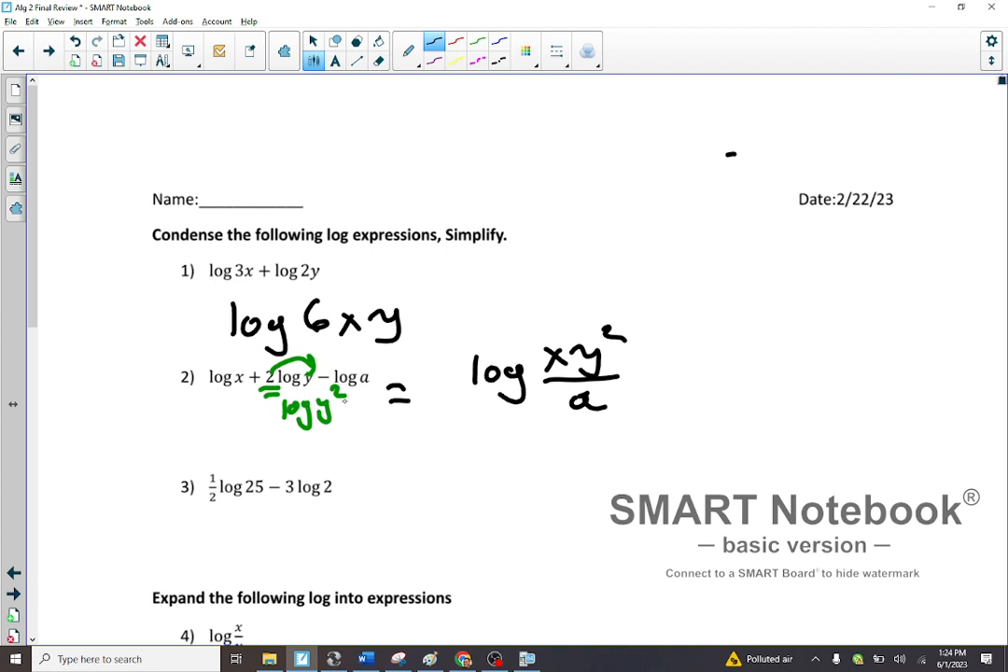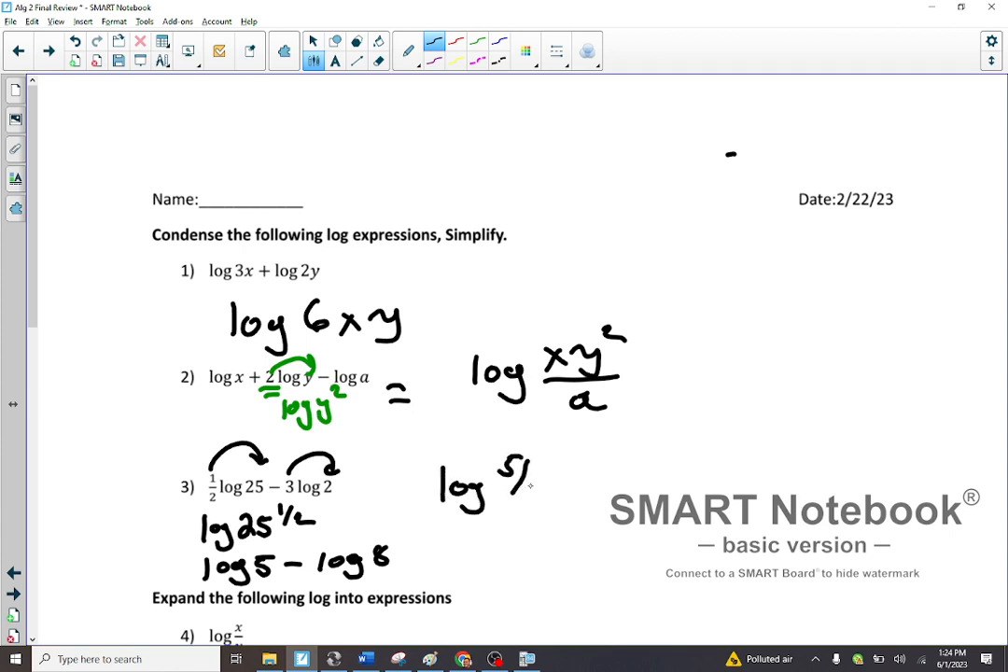This is going to be log y squared. This one, remember, constant multiplication becomes an exponent. So the half power of 25. Remember, half power is the same as square root. The square root of 25 is 5. And then bring the 3 over here. Log 2 to the third power. 2 to the third power is 8. And then 5 divided by 8, log 5 over 8.